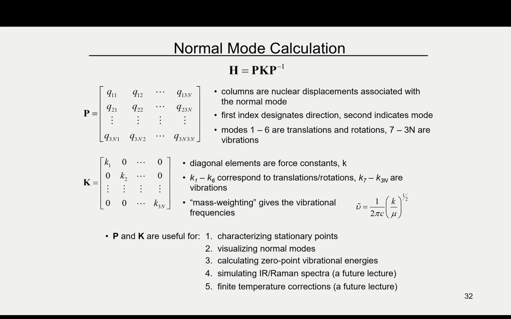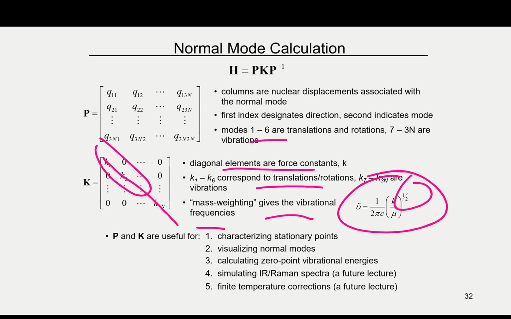P and K are useful for... Why P and K? They are useful for characterizing stationary points. In normal mode calculation, you can know about the stationary points for P and K. Visualizing normal modes: visualizing means you want to see the structure. Calculating zero-point vibrational energies, we will study this further in the next slides. Simulating IR Raman spectra, a future lecture, of course. Finite temperature corrections, a future lecture.